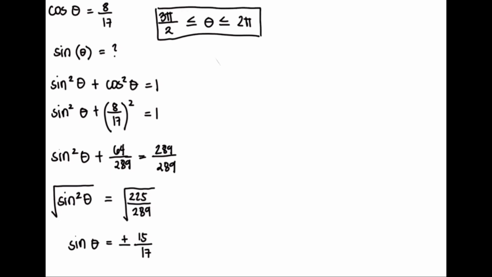If the angle is between 3 pi over 2 and 2 pi, what quadrant is it located in? Now keep in mind 3 pi over 2 is equivalent to 270 degrees, and 2 pi is 360. So it's located in quadrant 4. And in quadrant 4, sine is negative but cosine is positive. So therefore, sine is going to be negative 15 over 17 in this particular example. So that's the answer.